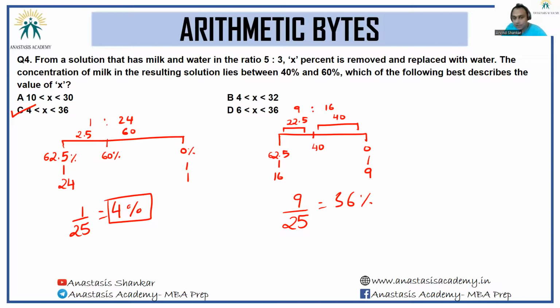There is basic alligation in play. Simply see 62.5% and 0%. What would be the ratio that they would need to be mixed in order to arrive at the 60% purity? And then whatever is the 0% contribution in the entire thing, that is the portion out of the total volume that has been replaced.